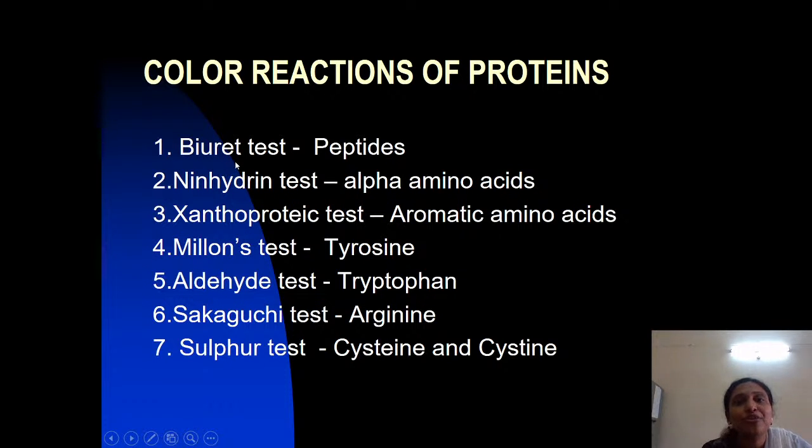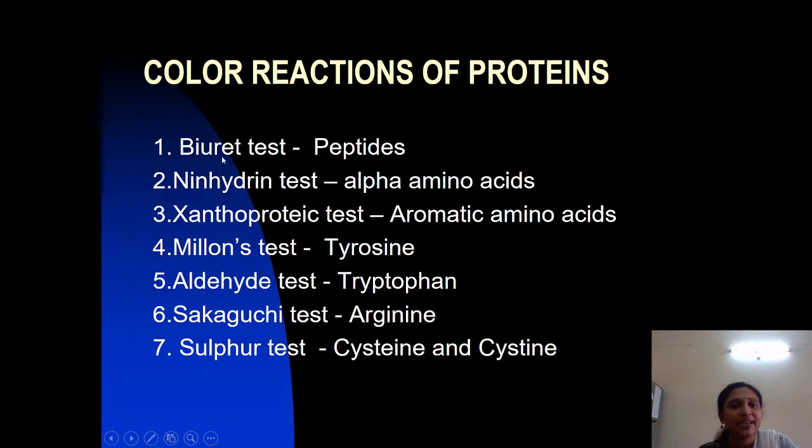The first one is the biuret test. The biuret test is the simple basic test to detect proteins in unknown solutions. How do you identify protein solutions? By performing the simple test, that is the biuret test. The biuret test detects the presence of peptide bonds. Peptide bonds are present between two amino acids.